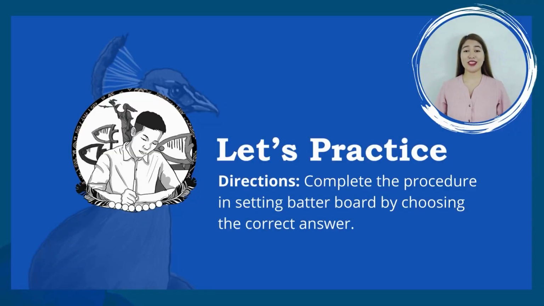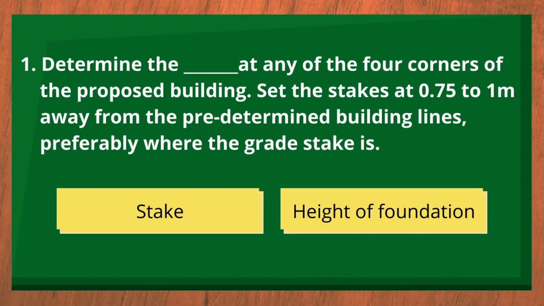Were you able to understand the procedures? Let us have a practice exercise. Complete the procedure in setting batterboard by choosing the correct answer. Number 1. Determine the blank at any of the four corners of the proposed building. Set the stakes at 0.75 to 1 meter away from the predetermined building lines, preferably where the grade stake is.